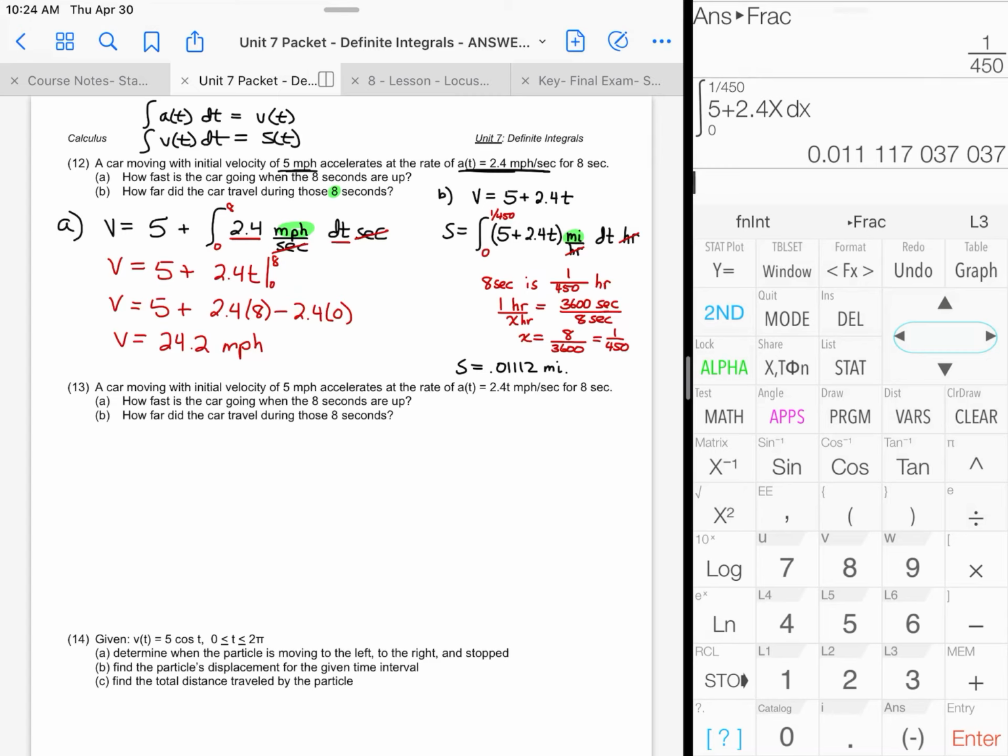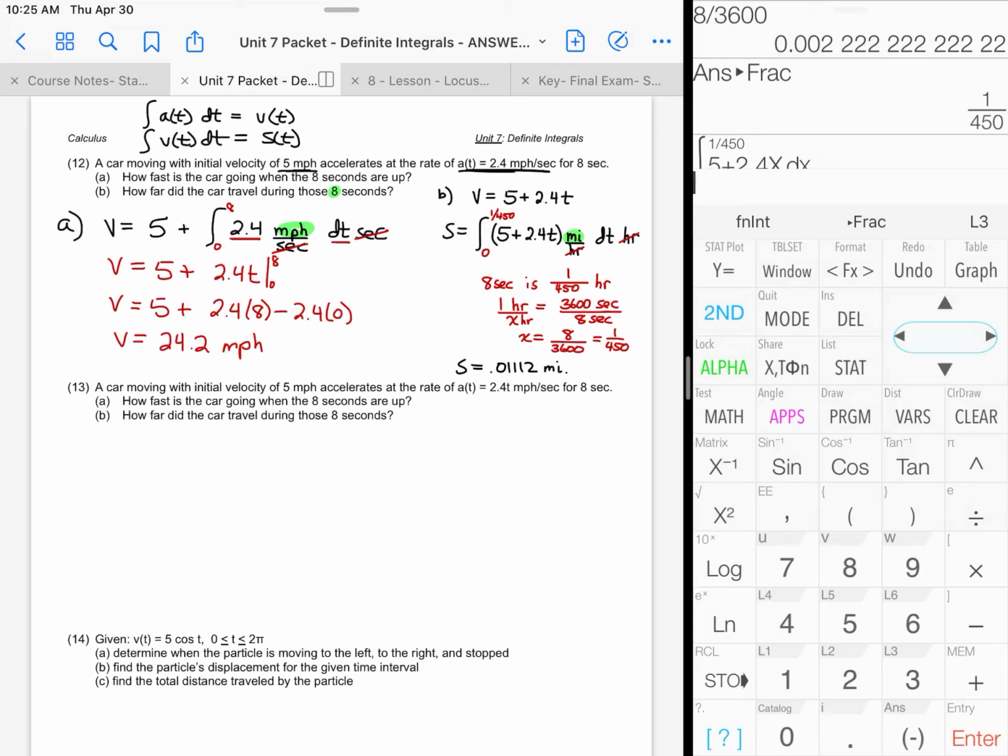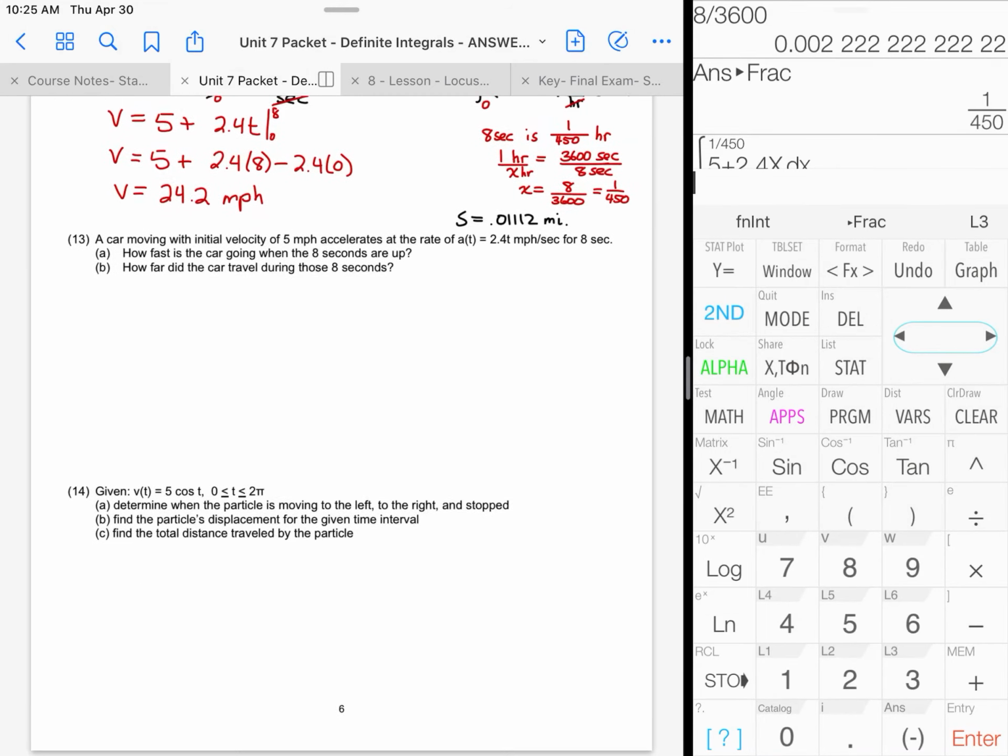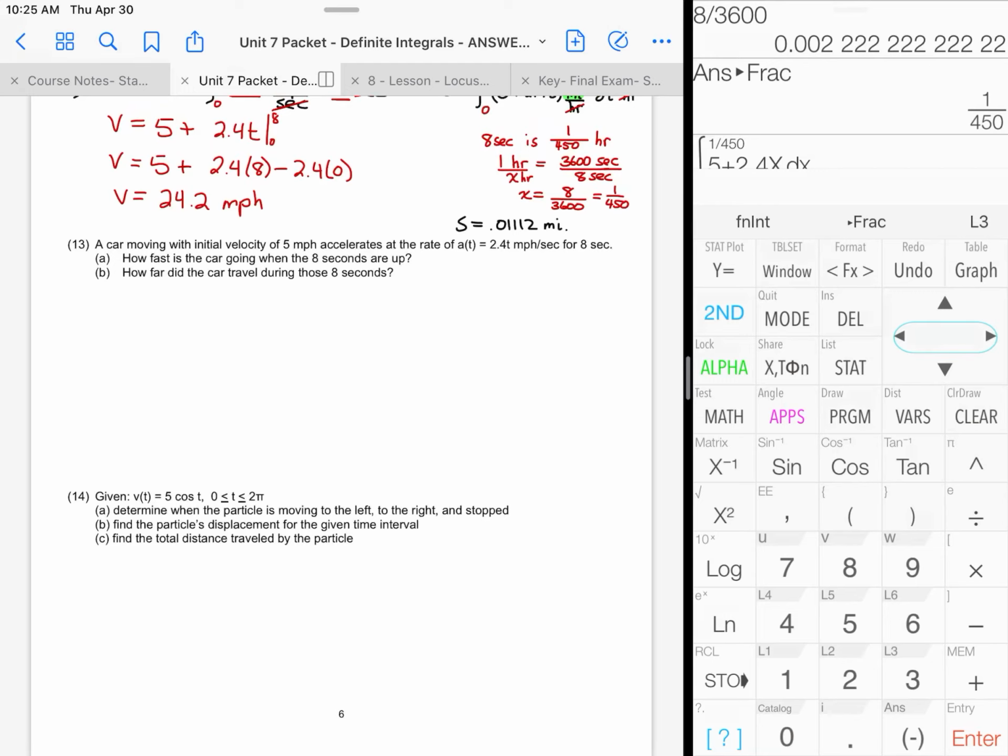Number 13 is an exact duplicate. Am I missing something? I don't think I'm missing something. So that is a typo for somebody. The first person to submit that to your teacher, I suppose, is going to get a bonus point. Wunderbar. Number 14.